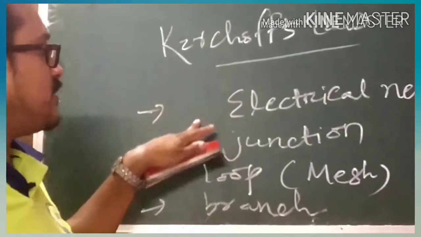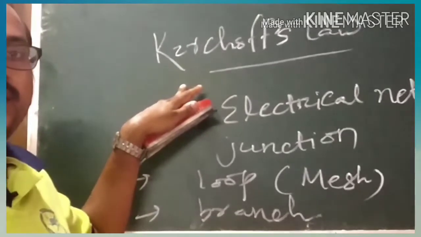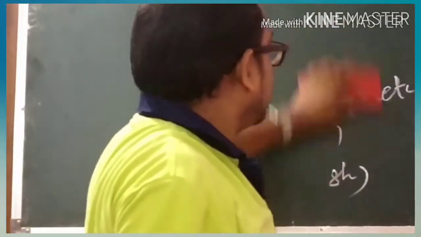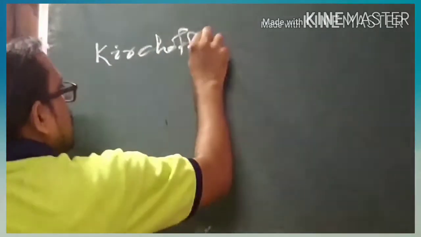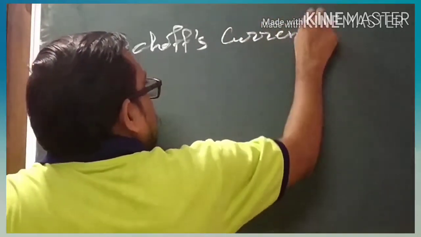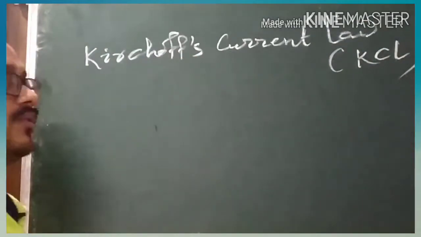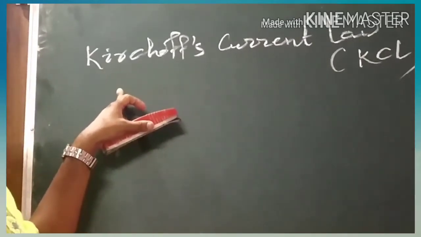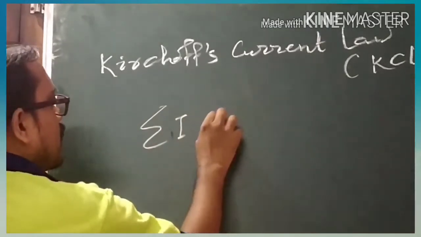So these are the important terms related to Kirchhoff's law, and Kirchhoff's law we can divide into two important parts. The first part is called Kirchhoff's current law, or in short KCL. According to Kirchhoff's current law, the algebraic sum of all the currents meeting at a junction is 0. That is, summation of I is equal to 0.